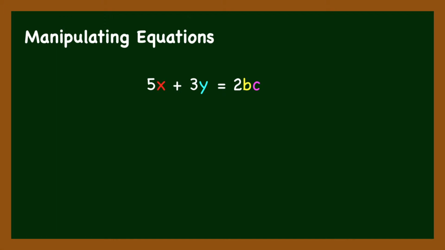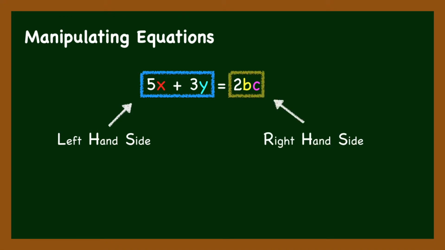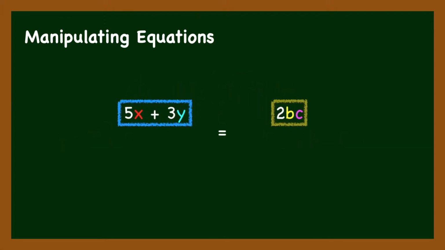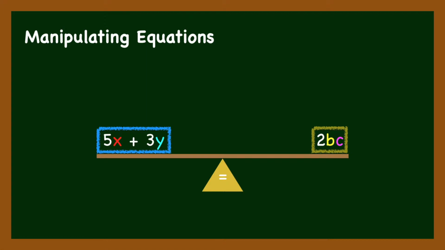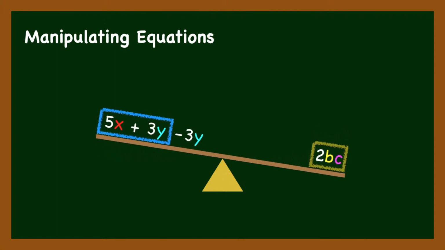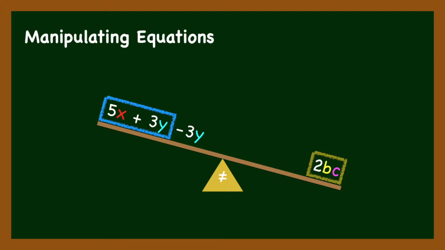You can think of it like there is a left-hand side and a right-hand side. Now, with these two sides, imagine that they are actually in a beam balance. So in this case, both sides are equal, both sides are balanced. But what happens if you subtract 3y from the left-hand side? The equation becomes imbalanced.